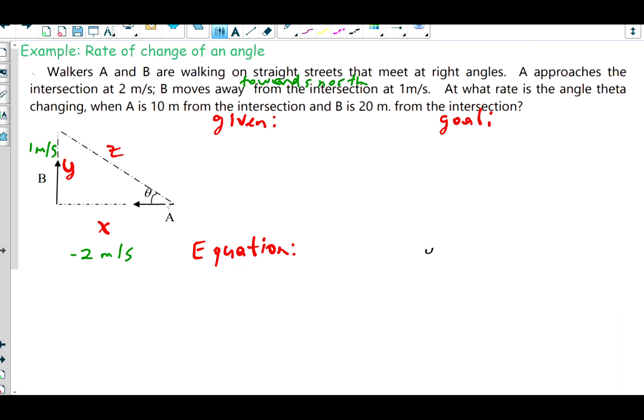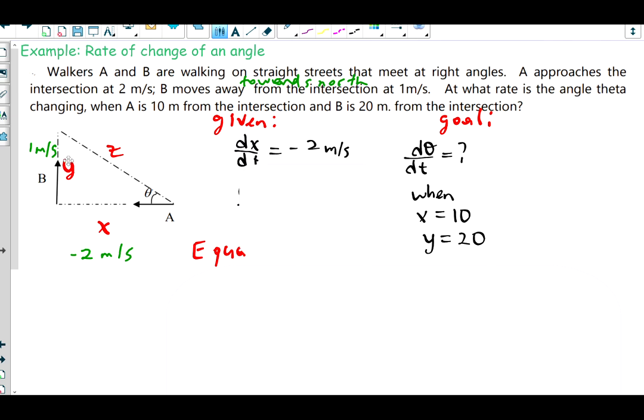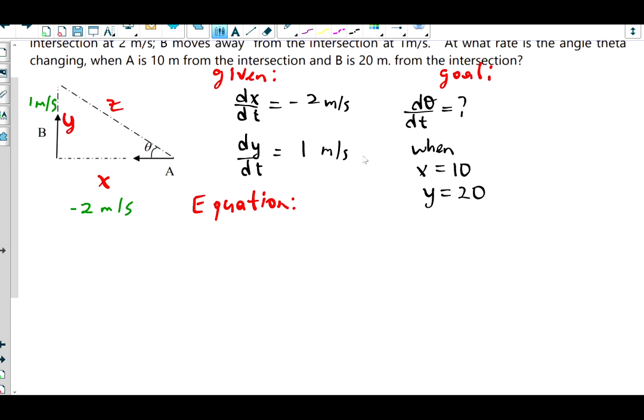So they want a rate of change of theta, that's d theta dt, right? At the moment when X is 10 and Y is 20. And what's given is the rate of change of X and Y, the positions of A and B, where I represent the horizontal distance as X. So the rate at which A is moving, I'm going to represent as dx dt at negative 2, and dy dt is positive 1. So given, goal, and now we need an equation that relates the variables.